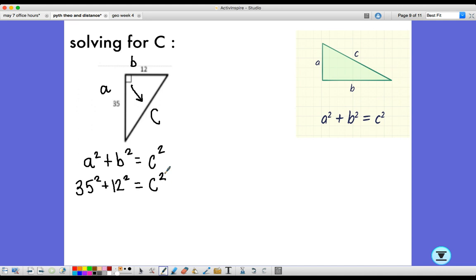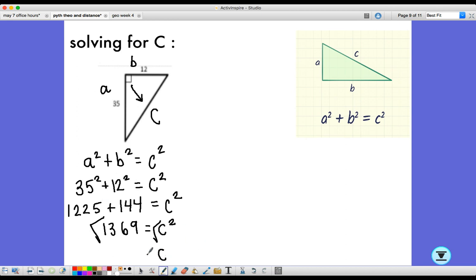And then you can use your calculator if you need it to get 35 squared is 1225 plus 144 equals C squared. When I add those two things together, I get 1369 equals C squared. And again, to get C alone, I'm going to square root each side. And the square root of 1369 is 37. So C equals 37.